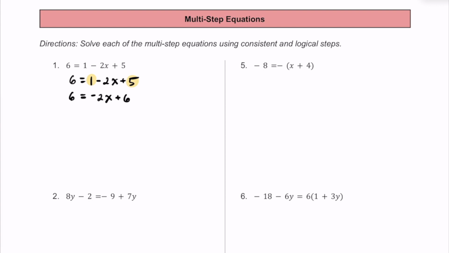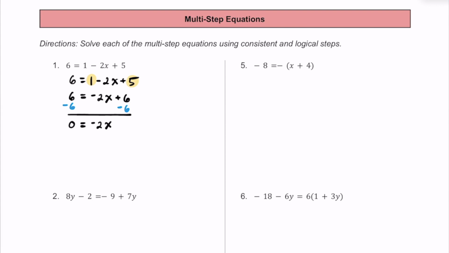At this point, we have a two-step equation. When we have two-step equations, we're always going to go ahead and use addition or subtraction first, then multiplication or division second. So I'm going to go ahead and take away 6 from both sides here. On the left side, 6 minus 6 is 0. On the right side, we're going to have negative 2x plus 0, or I'm just going to write negative 2x.